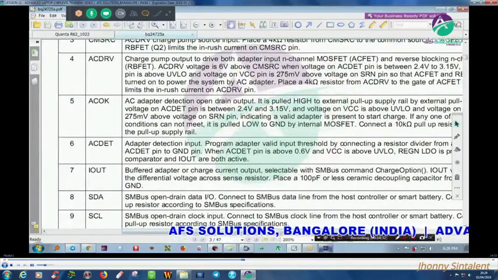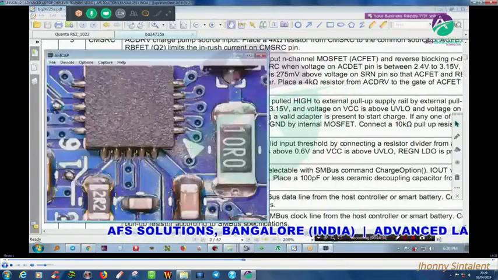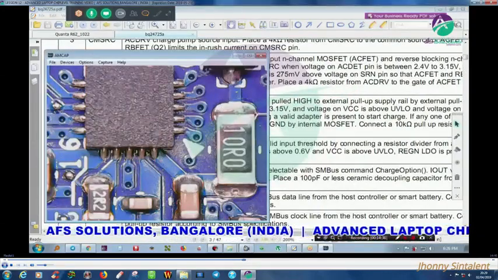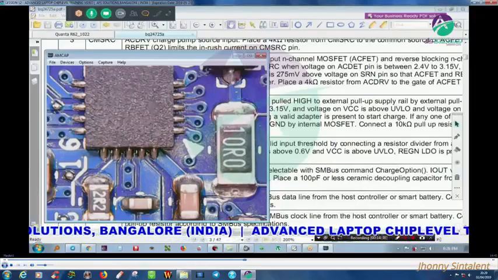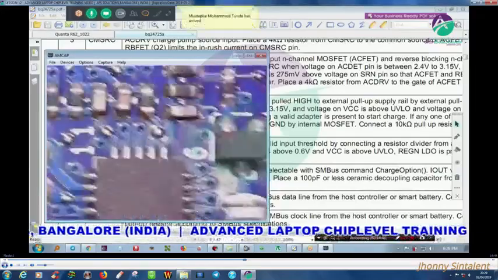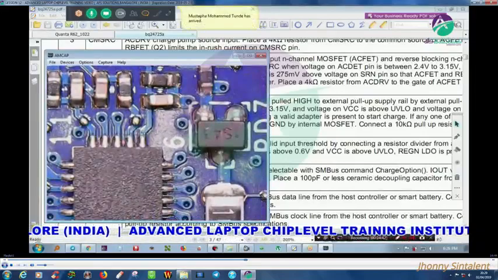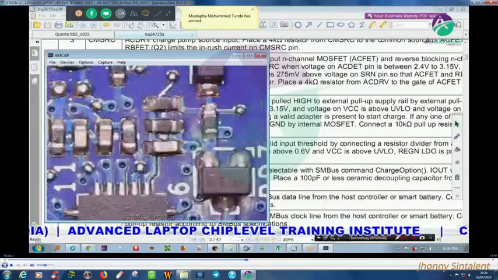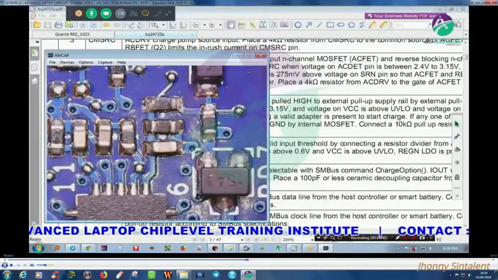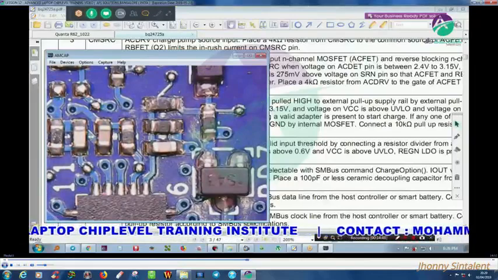So pin number 6, how much should it be? Answer me. Yes, sir. It should be 2.6 volts, sir. Are you sure? But it has written 0.6 volts here.